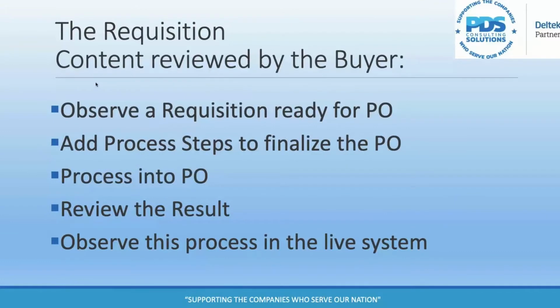So the requisition, basically, we're going to look at the requisition that's ready for a PO creation. We're going to look at the process steps to get that into the PO, and we'll actually run that process. And we're going to do this live in the Costpoint system, version 8. We can review the results of the PO created. And as I said, we're going to look at this in the live system.